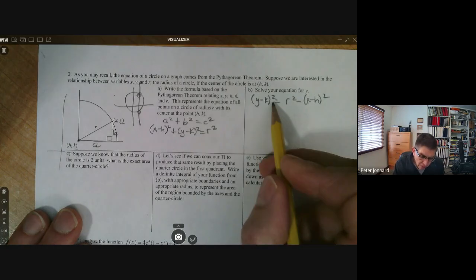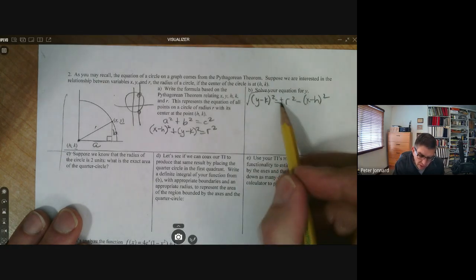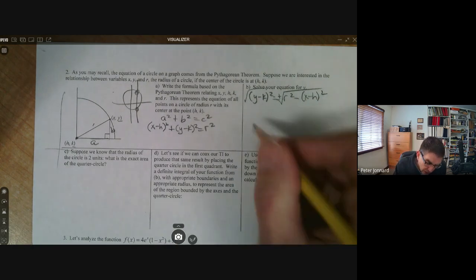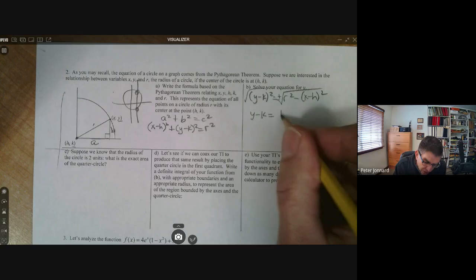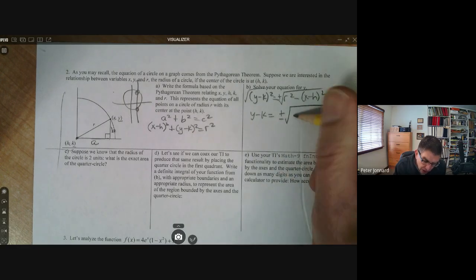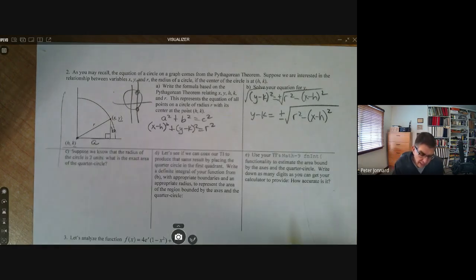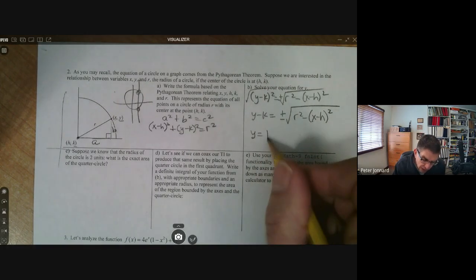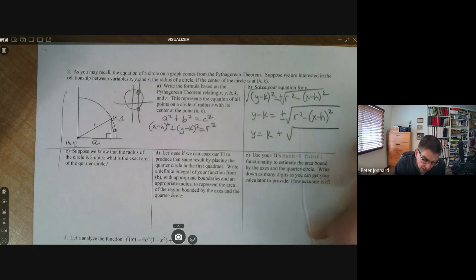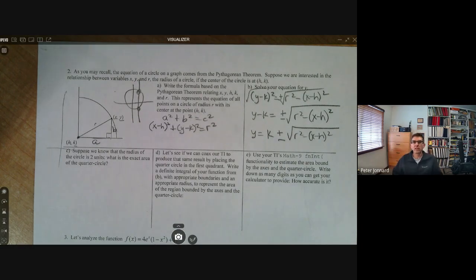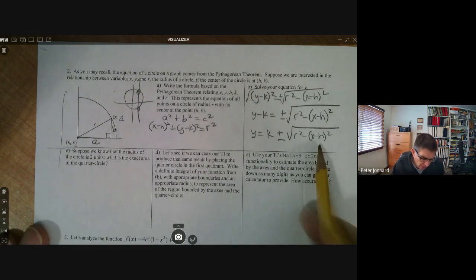Okay, and then to undo squaring, I'm going to do square root, but you really run into problems when you undo squaring with square root unless you write the plus minus in front. So I end up with y minus k is equal to either plus or minus the square root of r squared minus x minus h quantity squared. Okay, and then I add k to both sides. So y is one of two things. It's either k plus this, the square root of r squared minus x minus h squared, or it's k minus this. And without further information, we wouldn't know this, okay? So that's the best that we can do for now, okay?